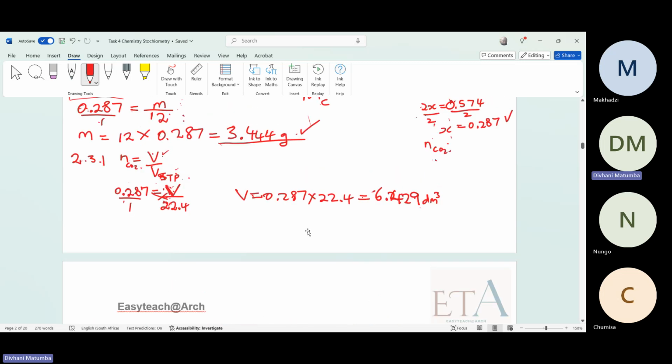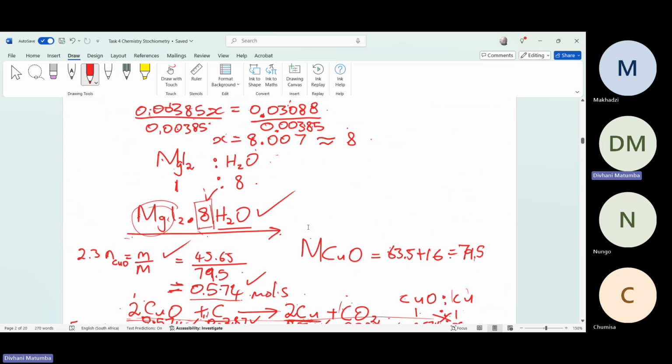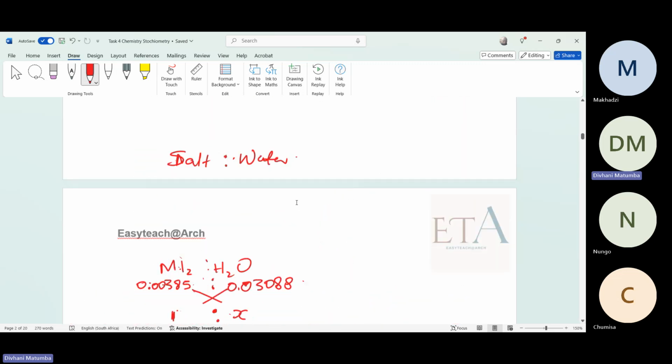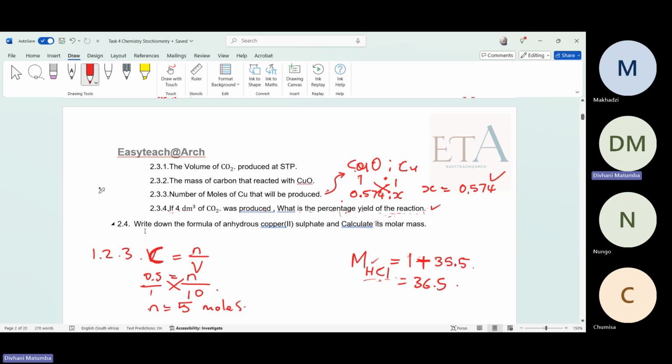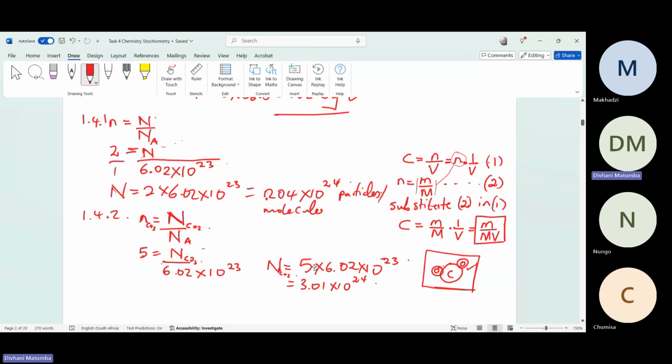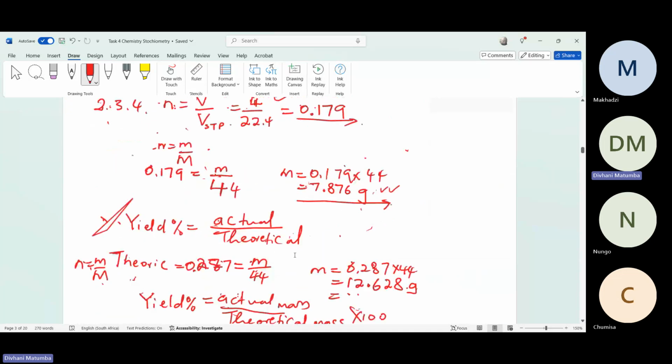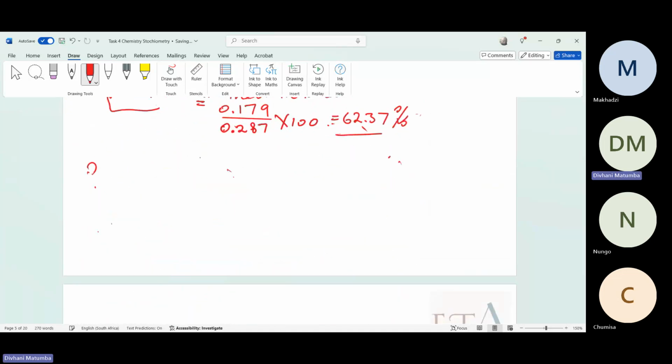Let's see what the last question says. And then from there, I'm going to do maybe 20 minutes of physics. Then we will be done with the lesson. It's very easy. It says write down the formula of anhydrous copper(II) sulfate and calculate its molar mass. I'm going to do this one with you guys, because I know it will be a bit harder for some of you. Copper sulfate, so the 2 inside the brackets.